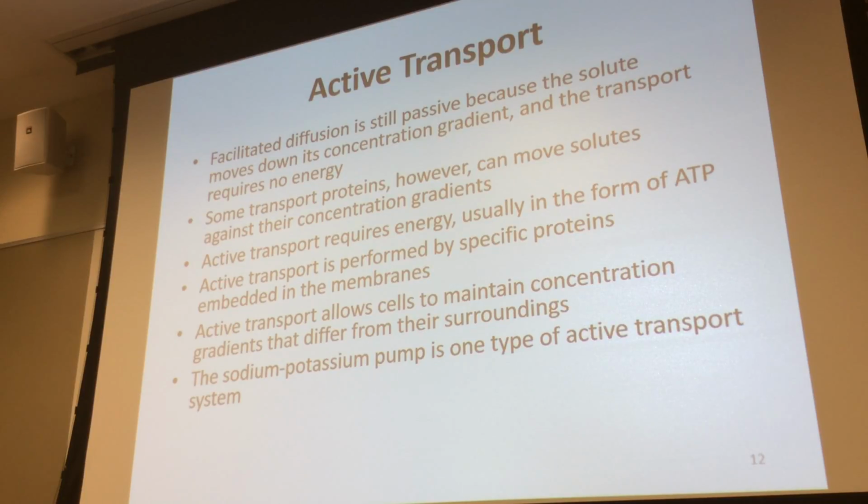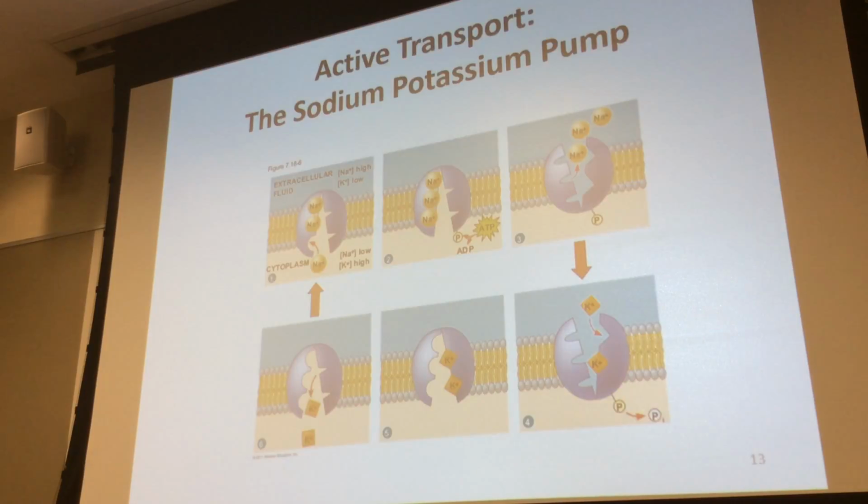So active transport is performed by specific proteins embedded in the membrane and allows cells to maintain concentration gradients that are different from their surroundings, meaning they go against the concentration gradient. The sodium potassium pump is a typical example of an active transport system. Here we have a plasma membrane with the extracellular space facing outward and the intracellular space, the cytoplasm, inward. Sodium concentration is high extracellularly and low intracellularly. For potassium, it's high intracellularly, but low extracellularly.